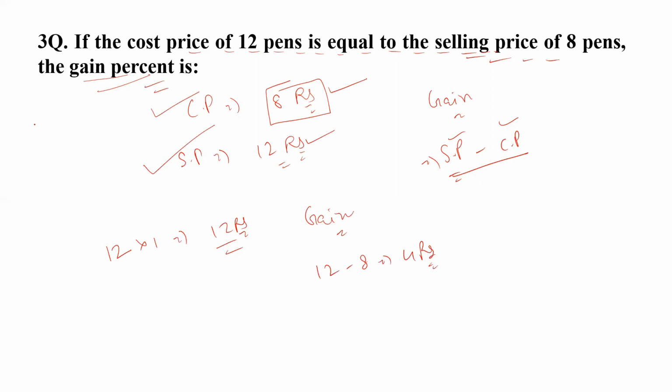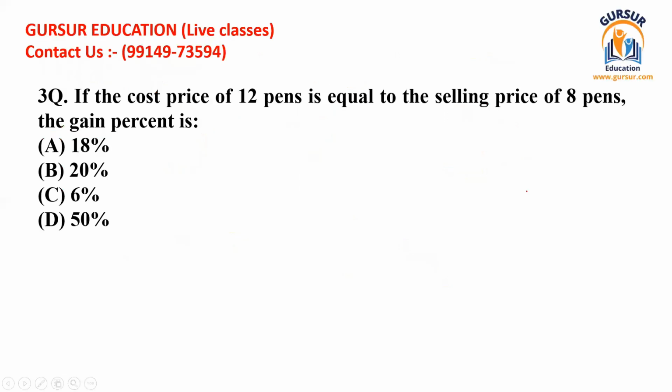Now we have been asked the percentage. I have already told you, percentage of gain is always found as gain divided by cost price multiplied by 100. Gain we know is 4 rupees, divided by cost price 8 rupees, multiplied by 100. When you do that, you get the value of 50, which is 50 percent. That means the person is earning a profit of 50 percent.